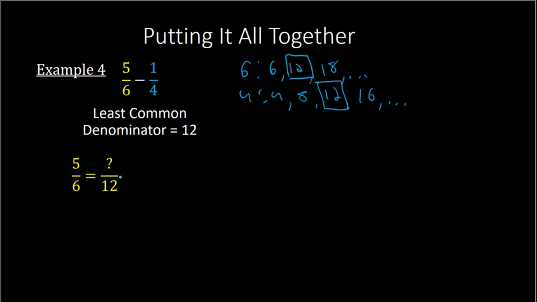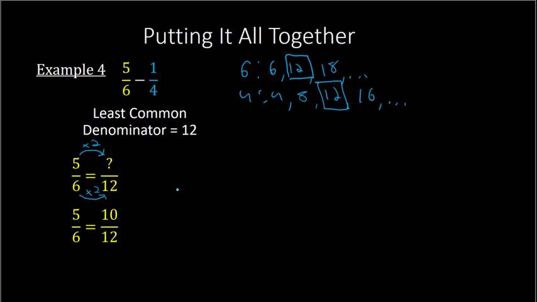So 5/6 equals something over 12. So we need to figure out what is that new numerator. Well, 6 times 2 on the bottom gives you 12. Do the same thing on the top. 5 times 2 gives you 10. So 5/6 equals 10 over 12.